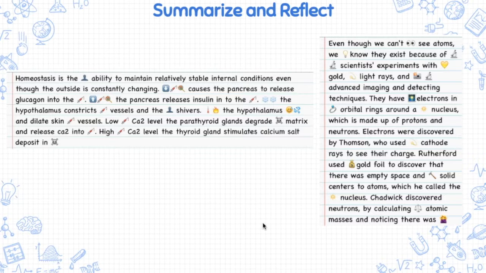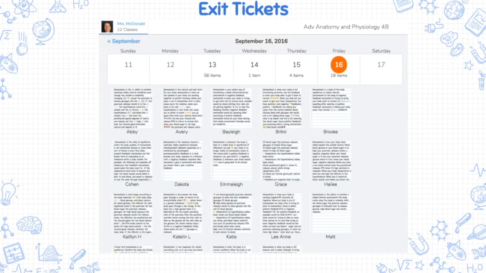I call them emoji summaries, that they're given a prompt and I want them to write a summary using emojis to help support their answer. As I mentioned, I tend to use this a lot for exit tickets. This would be how I look at exit tickets.